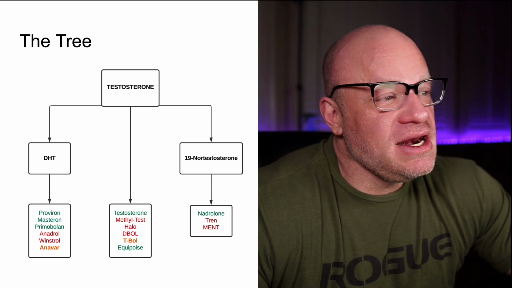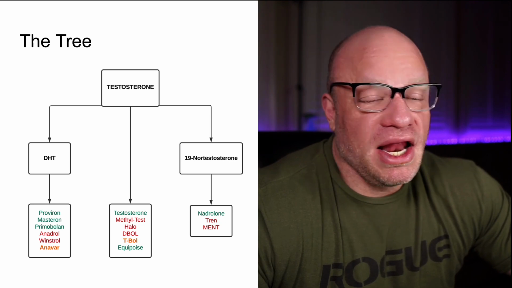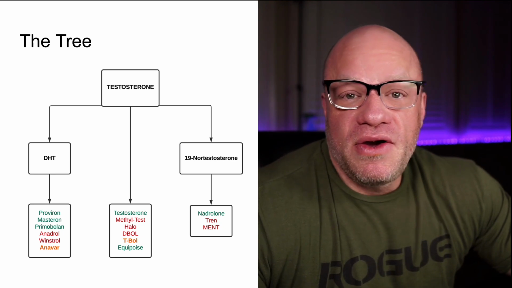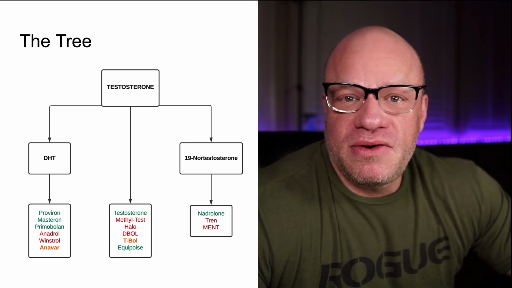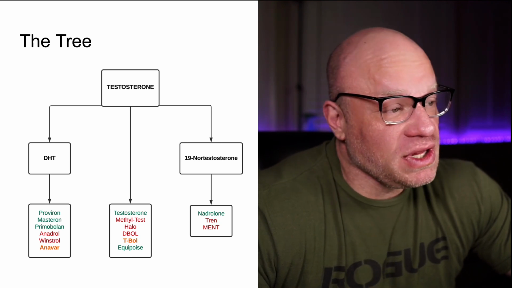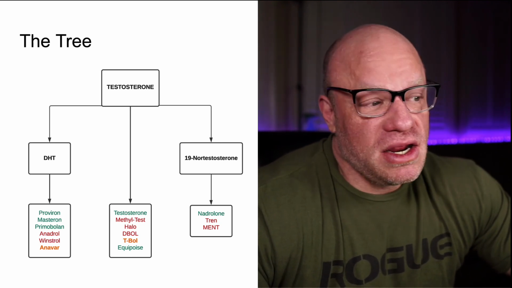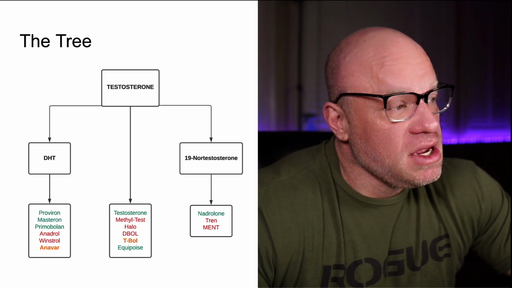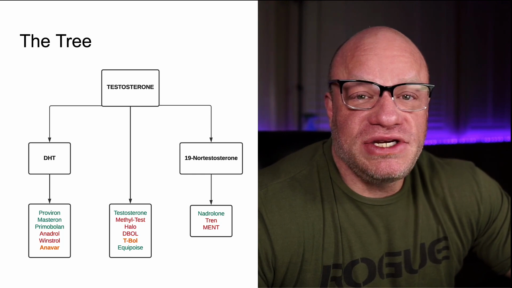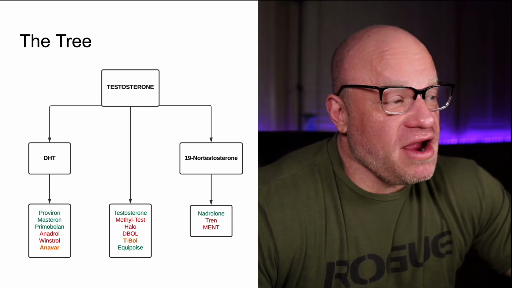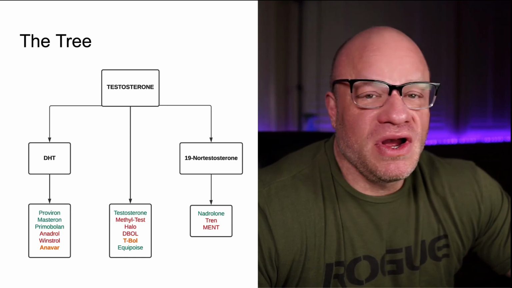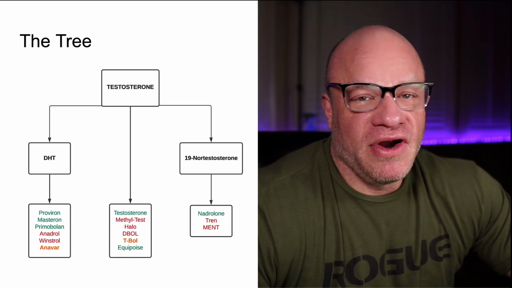In the 19-nor testosterone column, we have nandrolone, commonly known as DECA or NPP, for those of you out there that don't know that DECA and NPP are actually nandrolone. We have tren, and we have mint. In the dihydrotestosterone, the DHT column, we have proviron, masteron, primobolan, anadrol, winstrol, and anavar.